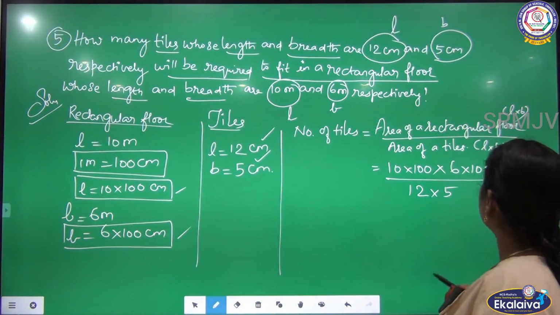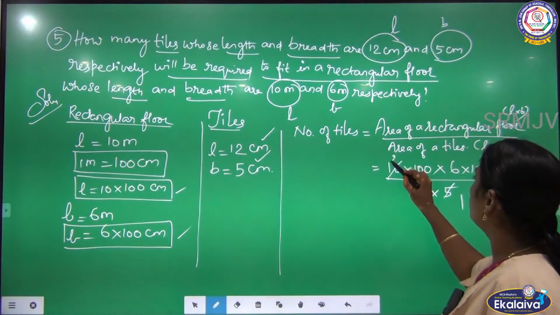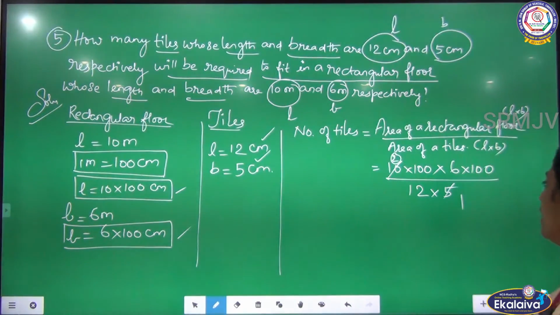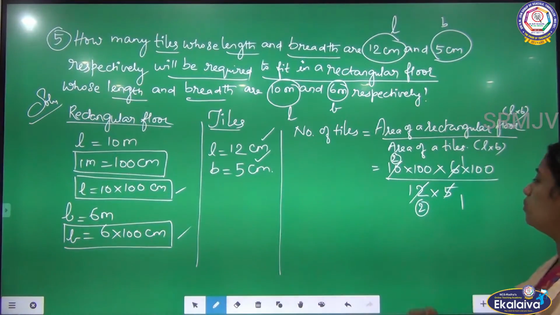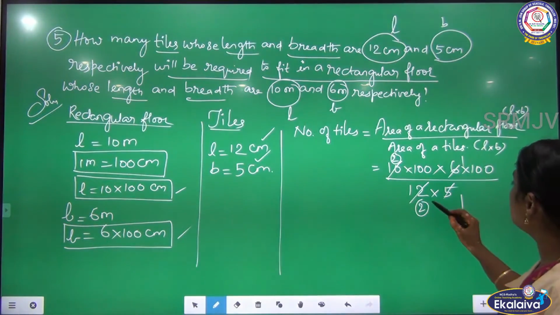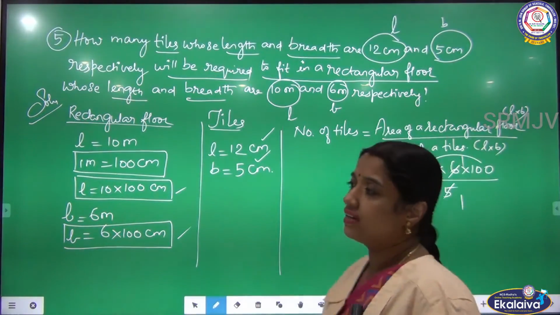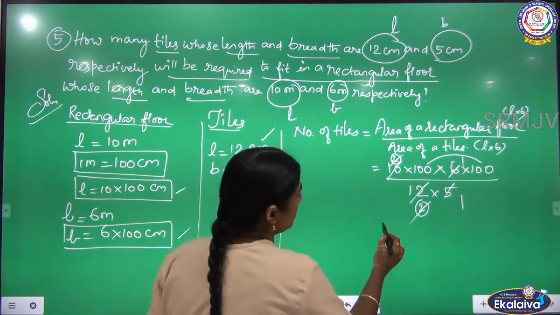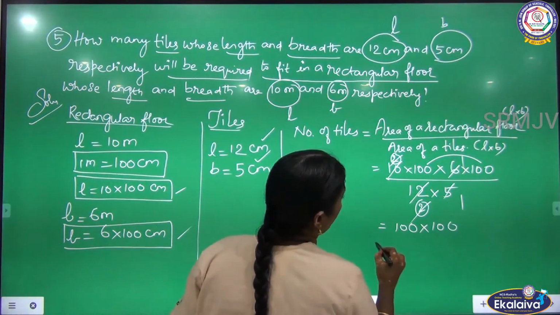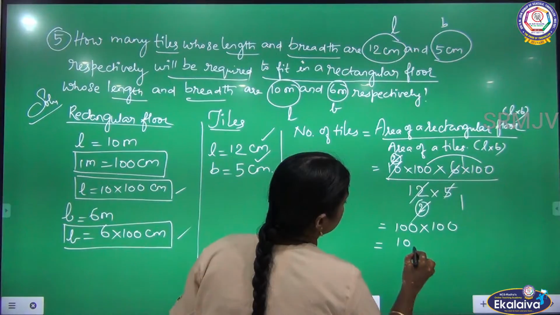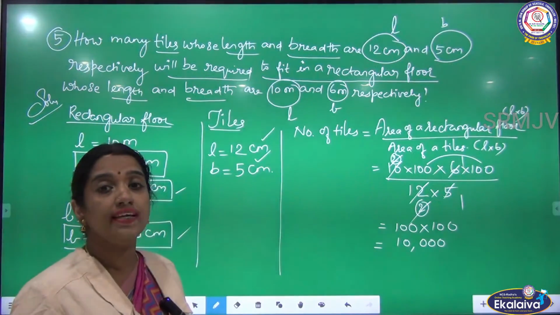Now, listen, I can cancel this. 5 ones are 5, 5 twos are 10. Now, 6 ones are 6, 6 twos are 12. Now, I can cancel this 2 and 2. So what is there in the numerator? 100 into 100, which is nothing but 10,000. Can you clear this?